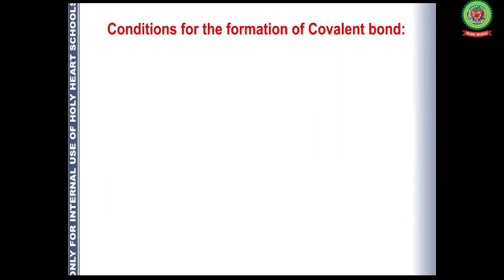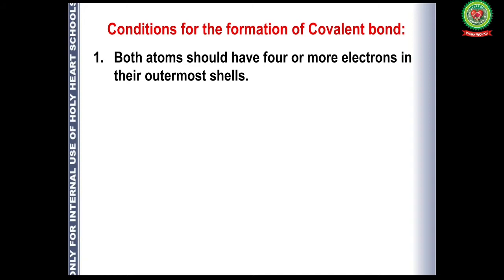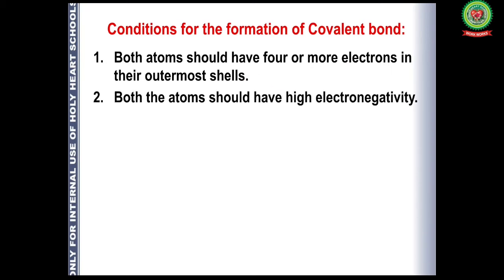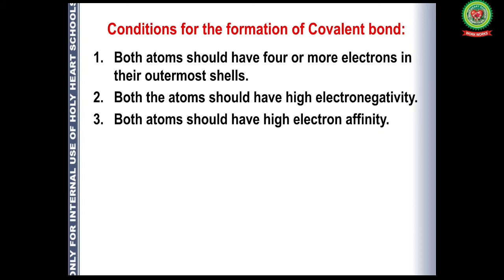Now, what are the conditions for the formation of covalent bond? The first one is both atoms should have 4 or more electrons in their outermost shell. As we have discussed already, it should be a non-metal with 4 or more electrons in the outermost shell. The second is both atoms should have high electronegativity, that means the electron attracting tendency should be more. Third, both atoms should have high electron affinity. The electron gaining capacity should also be more. So both should be willing to gain that electron. Then only sharing of electrons will occur.